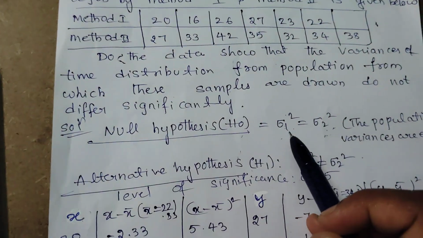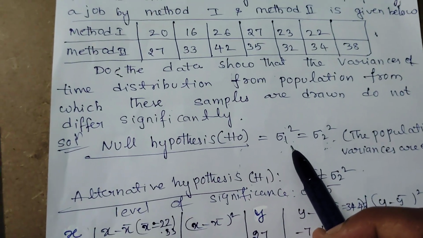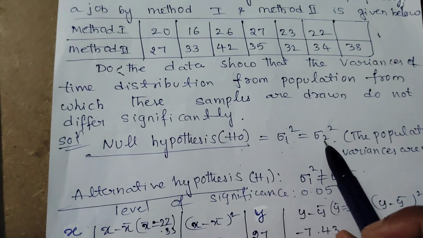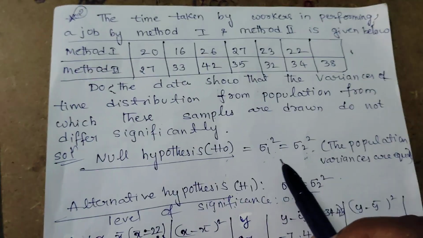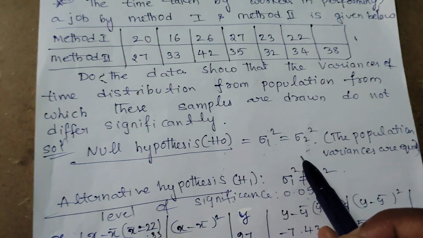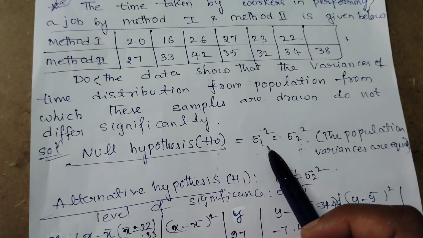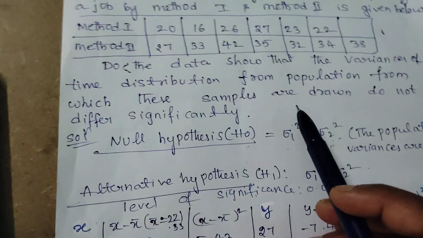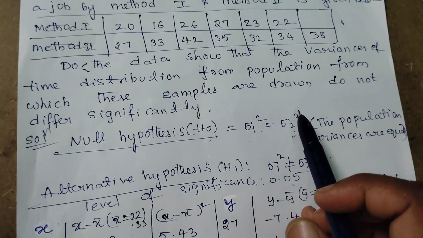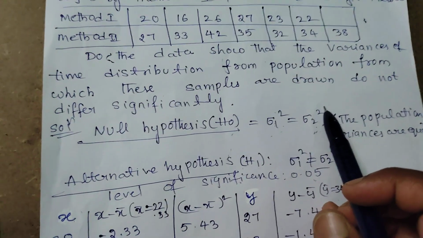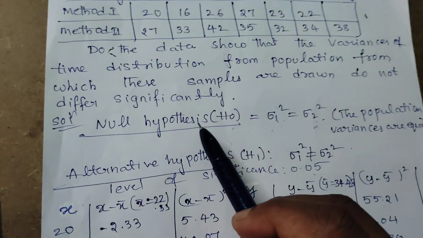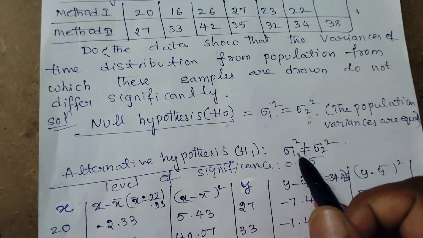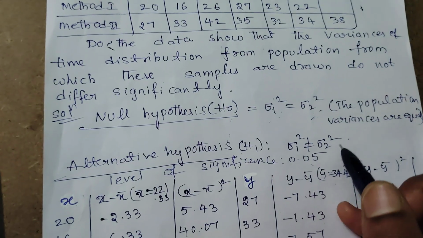Okay, so sigma 1 square is what? Variance of the first population. Sigma 2 square is the variance of the second population. Population means here method 1 information and method 2 information. Sigma 1 means standard deviation, sigma 1 square means variance. Sigma 2 square means what? Variance of the second population. Here both are taken the same. Now the alternative hypothesis is what? Opposite: sigma 1 square not equal to sigma 2 square.